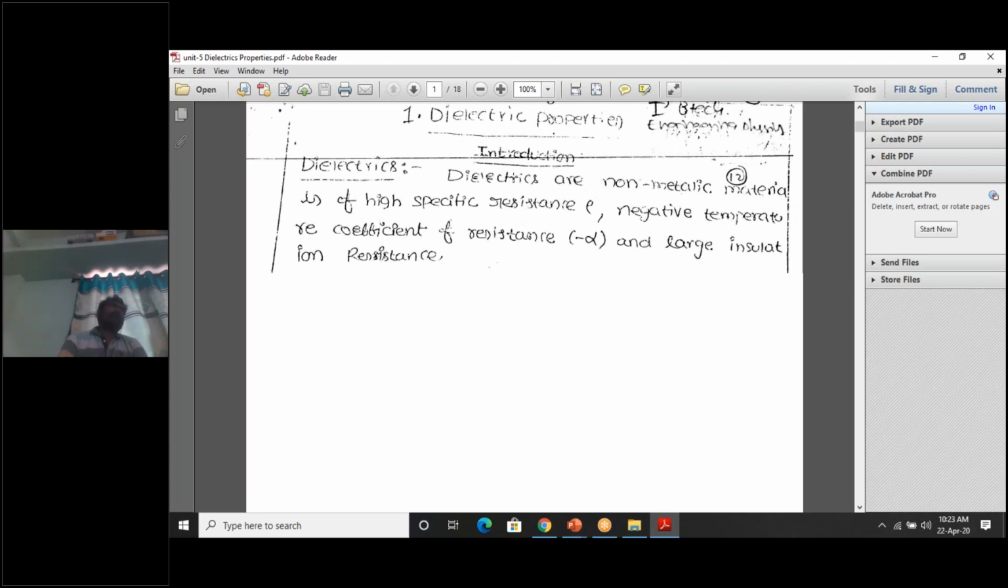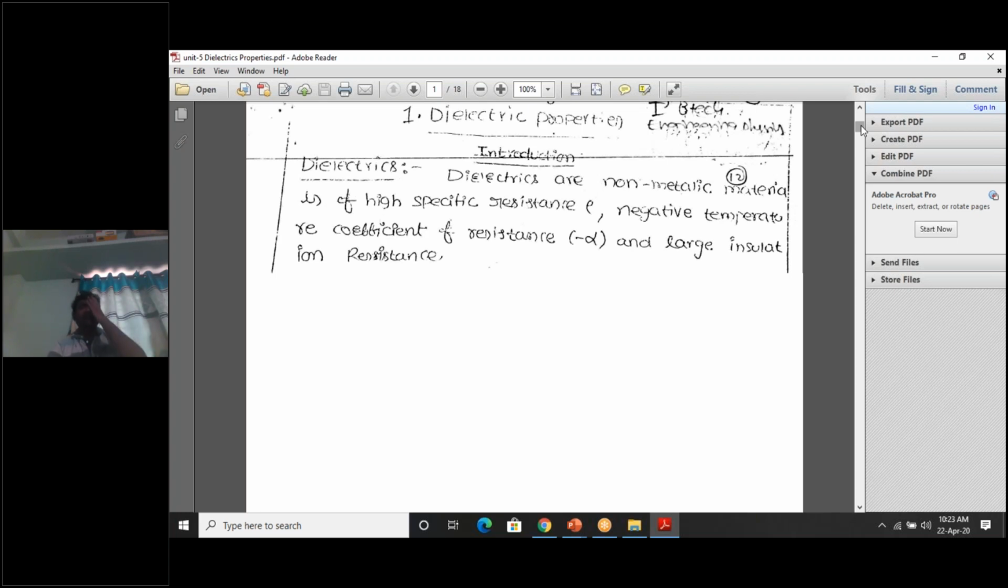Sir, then why is it not useful for electrical conductivity, not useful for the flow of current? Then what is the meaning of studying dielectrics? Yes, even though insulators are not useful for the flow of electrons, and in normal conditions there is no flow of electrons, they are useful in some other ways.